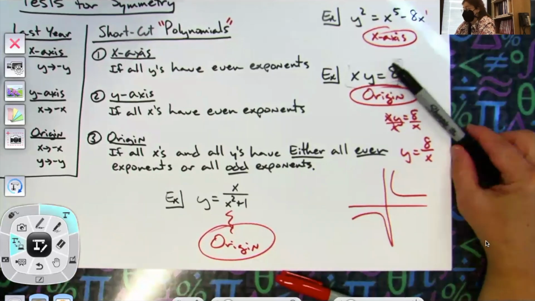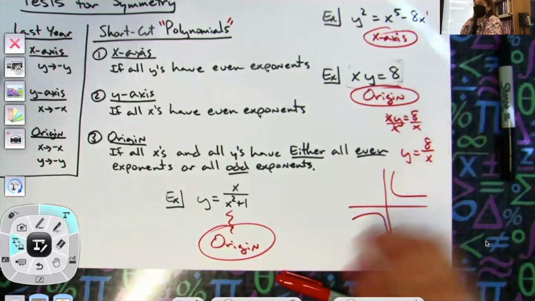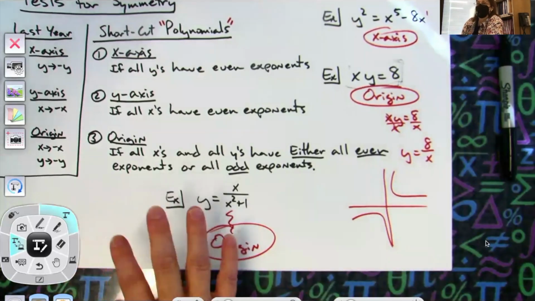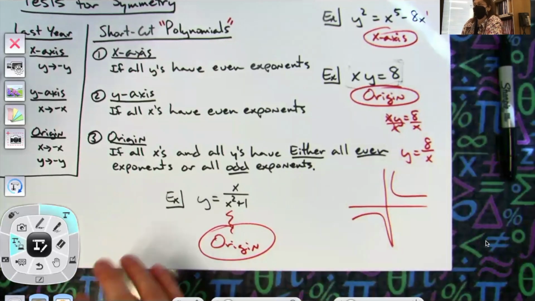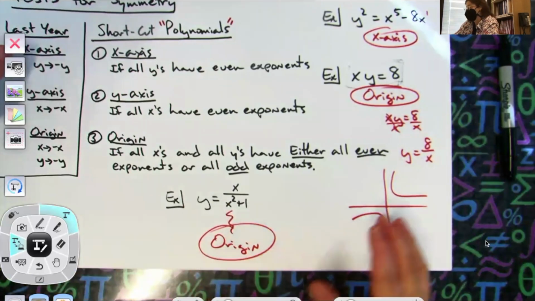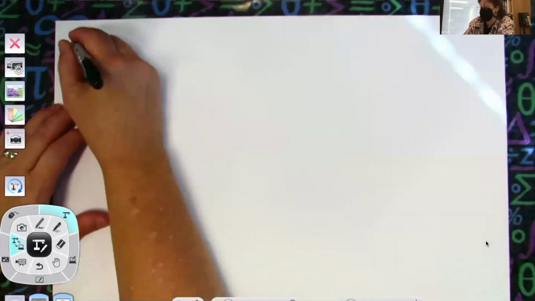Okay. But like I said, are you going to do this a lot? No. In the curve sketching chapter, you might want to use symmetry just to help with your curve sketching. Now let's do horizontal parabolas. We didn't do a lot of those. You were supposed to memorize them last year.